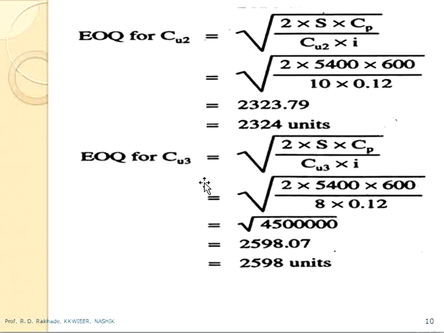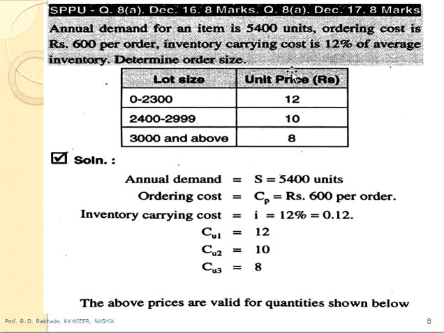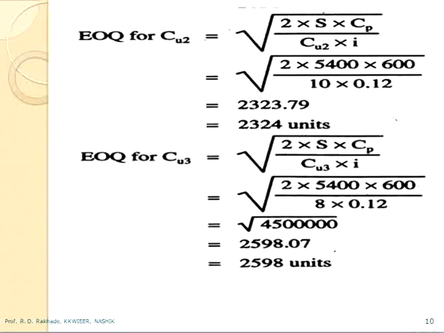Then for third case, where other parameters remain the same, only we change unit price to 8, so our lot size is 2598 unit. So according to our problem, we demand 5400 unit, but according to the discount given, 2598 units is also more than sufficient for EOQ with considering proper discount.